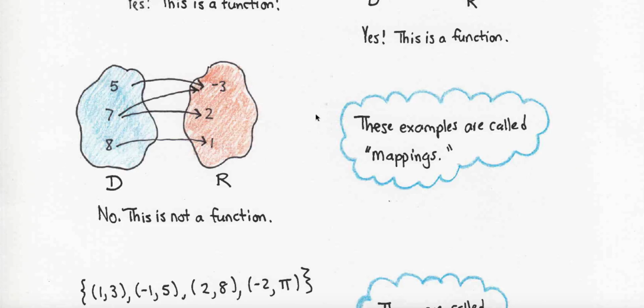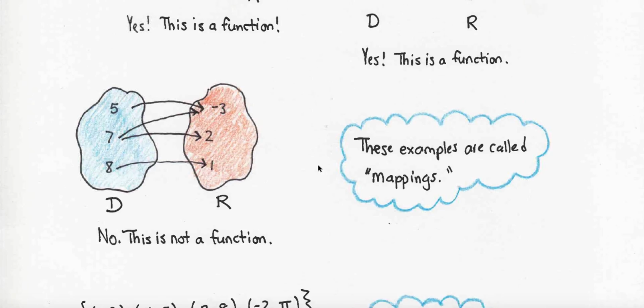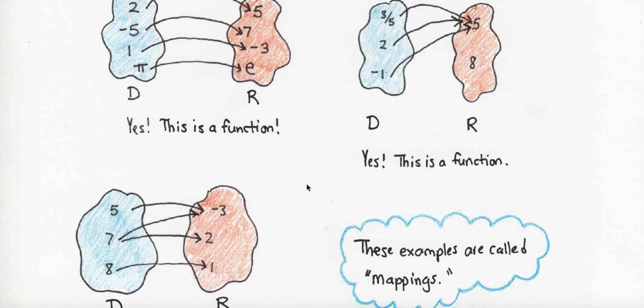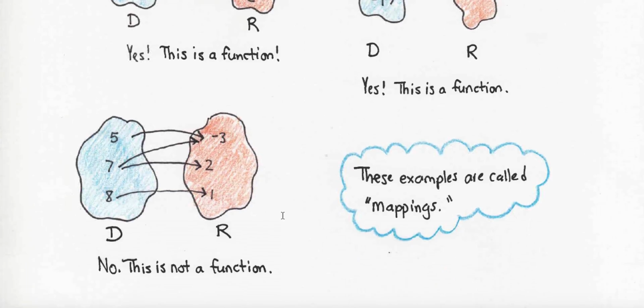This is not a function. Can you see why? The reason is because 7 is assigned two different values in the range, and so that's why this is not a function. These examples that I've just given you are called mappings.